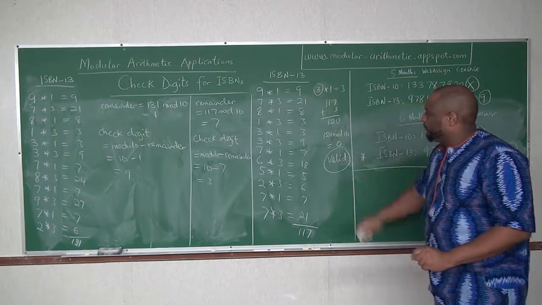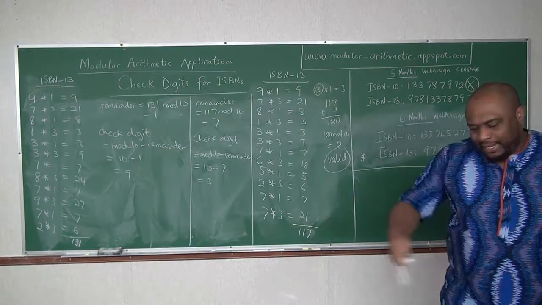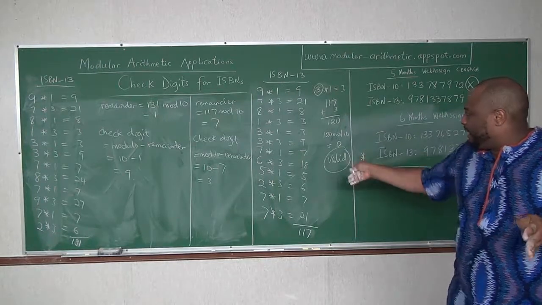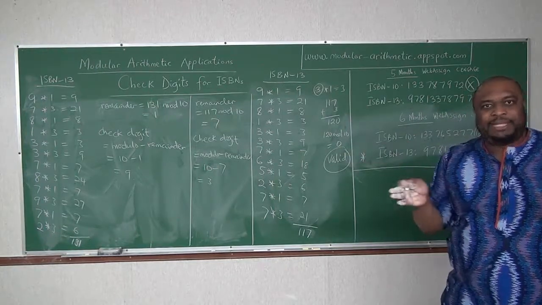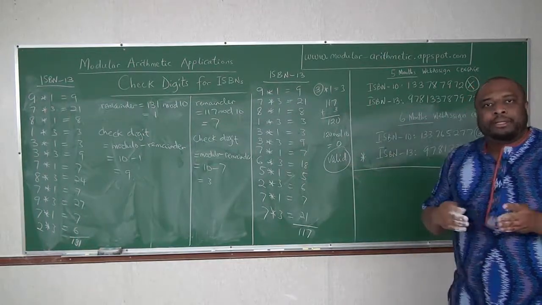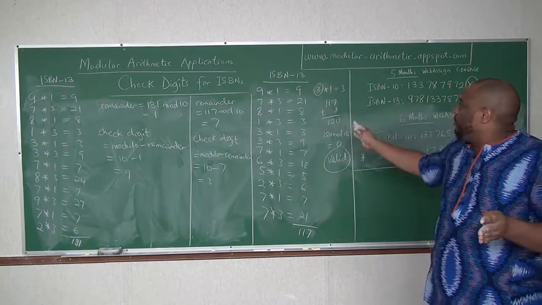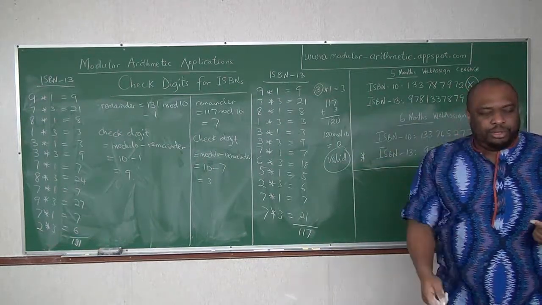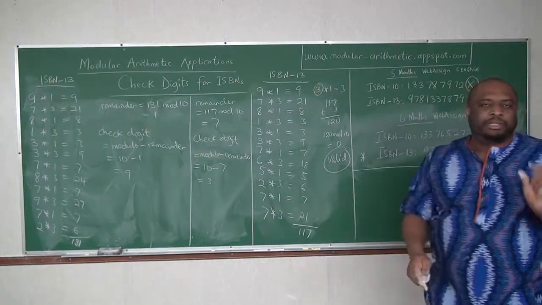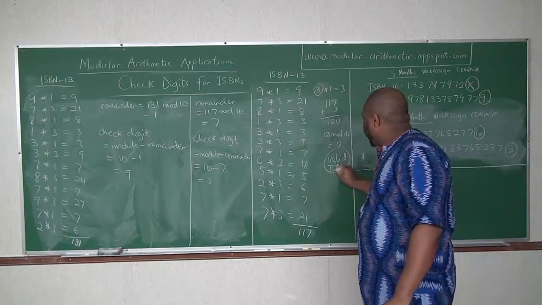Therefore, it's valid. That is the way you do it. When you're given the whole ISBN 13, you multiply each digit by the alternating weights. When you're given the entire 13 digits, this is the way you do it. Then you add it and you do mod 10. If it gives you 0, the remainder is 0, then it is a valid ISBN.